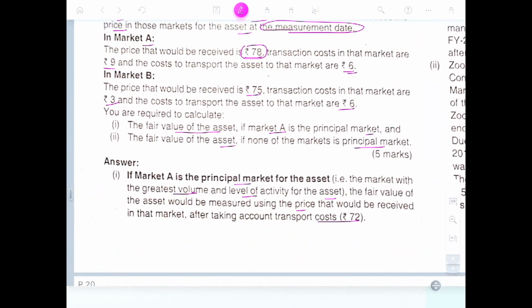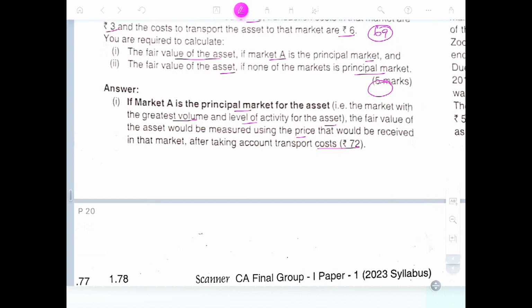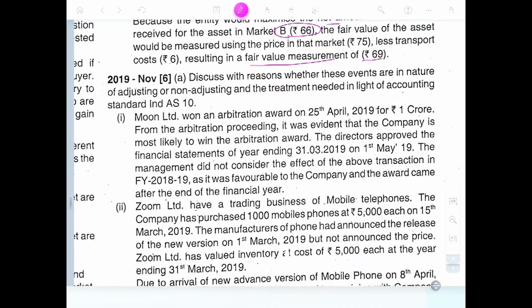In market A, 78 minus 15 gives 63. But in market B, 75 minus 9 gives 66. So the transaction and transportation cost is 15. Fair value measured is 69.